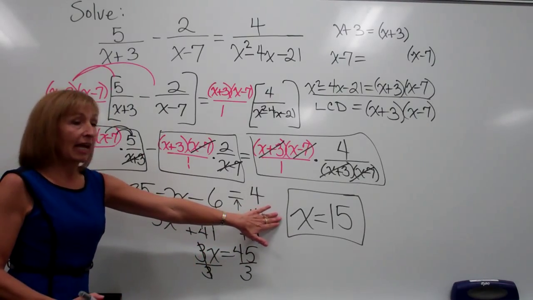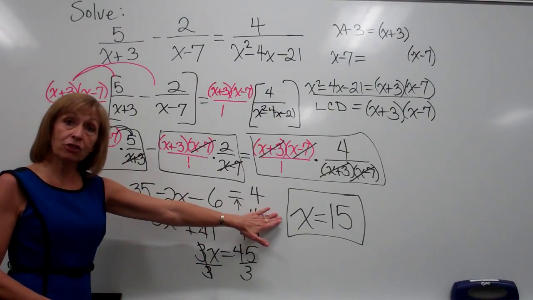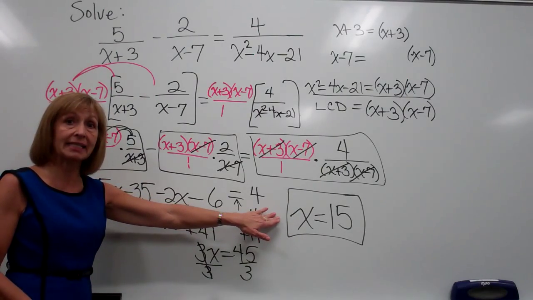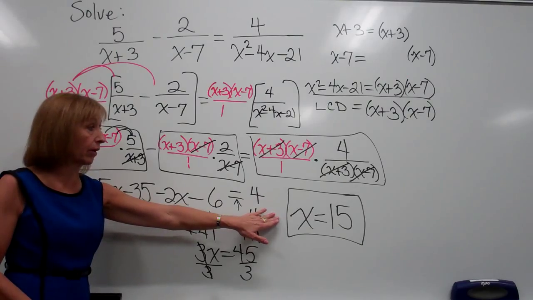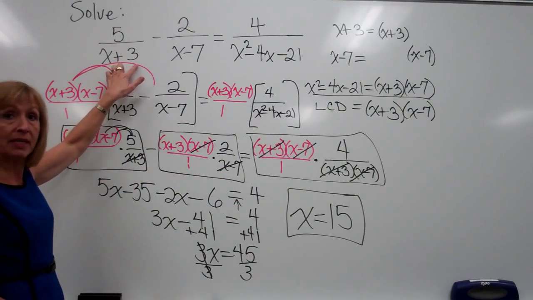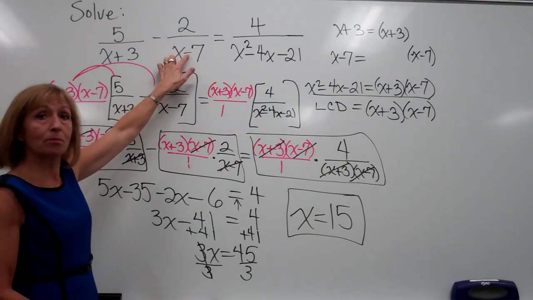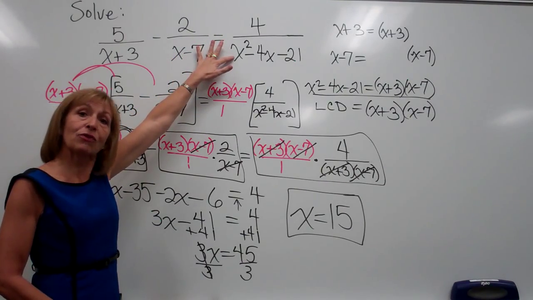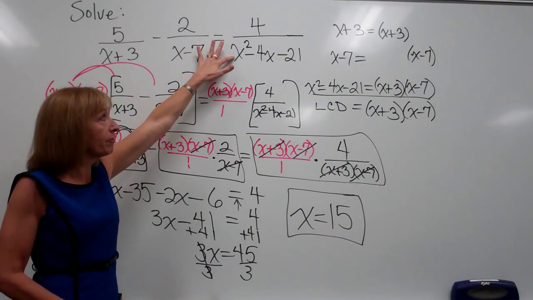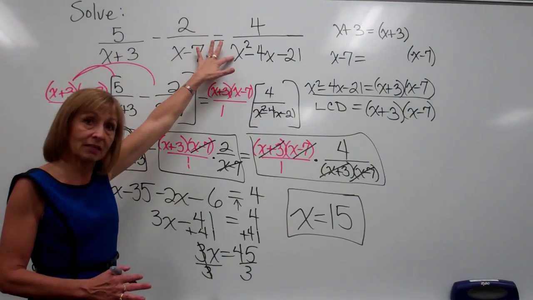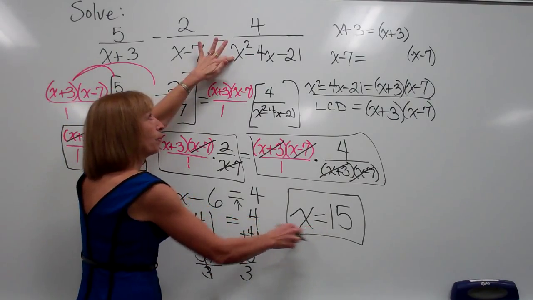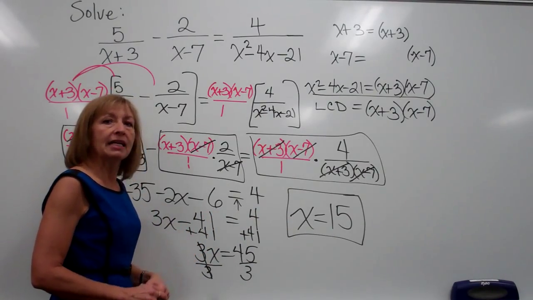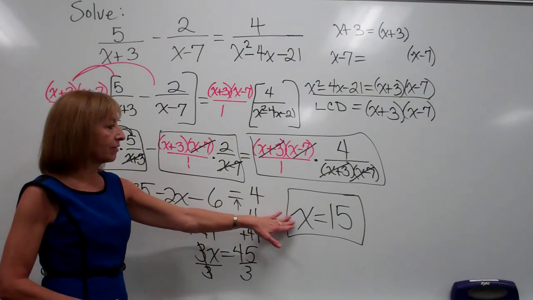Now that's the solution I got for my simplified equation. I just need to make sure it'll work in the original equation, and basically I just really need to make sure that it doesn't cause any denominator to be 0. Well, 15 plus 3 isn't 0. 15 minus 7 isn't 0. And x squared minus 4x minus 21 comes from the factors x plus 3 times x minus 7. So 15 won't make that denominator 0 either. This answer, x equals 15, satisfies our equation and is a value that's usable.